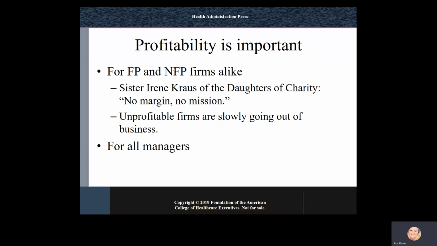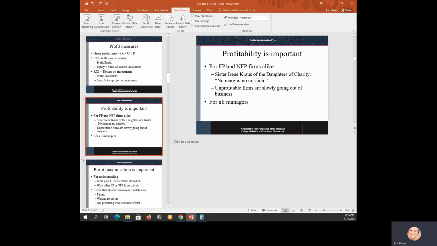So for-profit and not-for-profit firms alike, and these are just abbreviations, so don't get lost on that. I know people say, what the heck is FP and NFP? FP is for-profit and NFP is not-for-profit. And typically I usually put it in parentheses, but I forgot to do that. So let me do that for you here. For-profit.